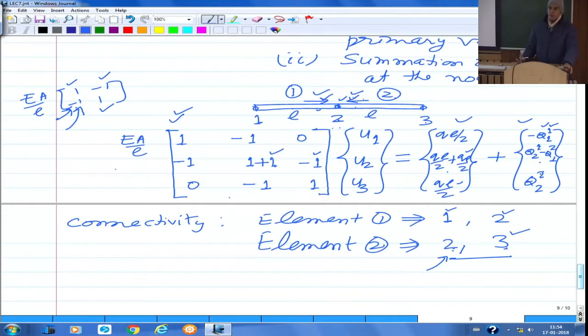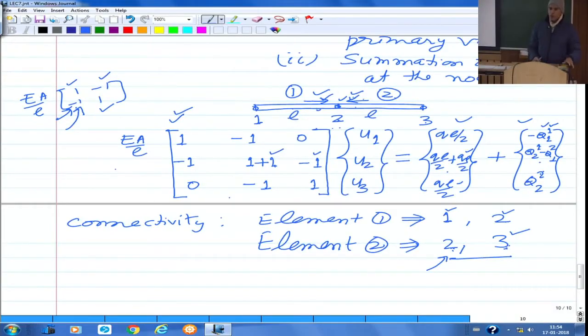Okay, so is this clear, assembly? The very important thing here is the connectivity. That is, knowing the starting node of the first element, the end node of the first element, the starting node of the second element, and the end node of the second element.